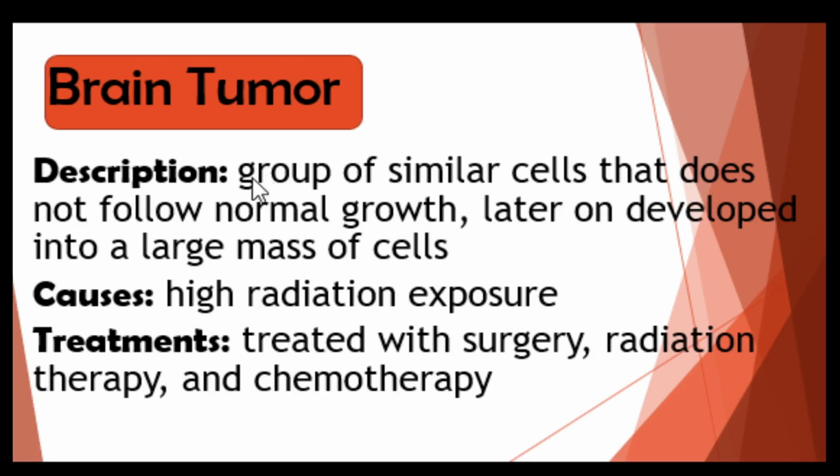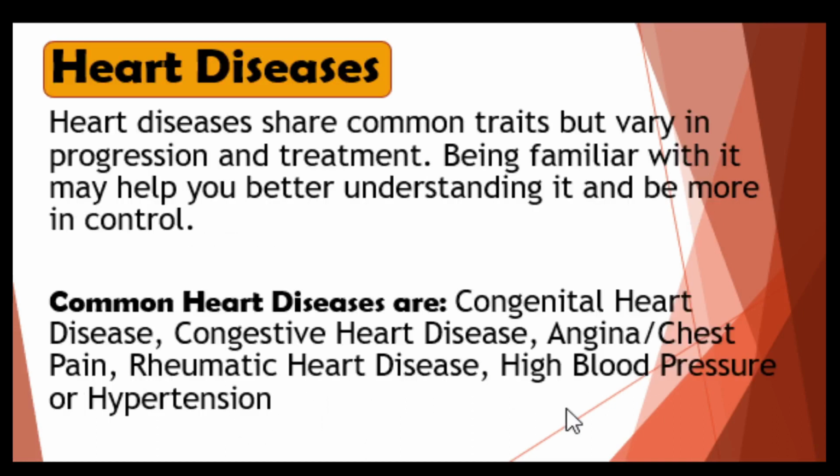Brain tumor, it is group of similar cells that does not follow normal growth, later on develop into a large mass of cells. Causes, high radiation exposure. Treatments, treated with surgery, radiation therapy, and chemotherapy.